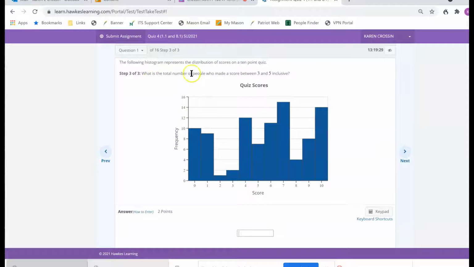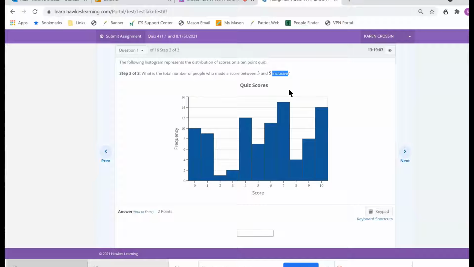Okay. What is the total number of people who made a score between 3 and 5? Made a score? They didn't create it. I guess people say made sometimes, but I would say got or earned. Okay, so between 3 and 5. And it says inclusively. Does one of you want to tell me what inclusively means?